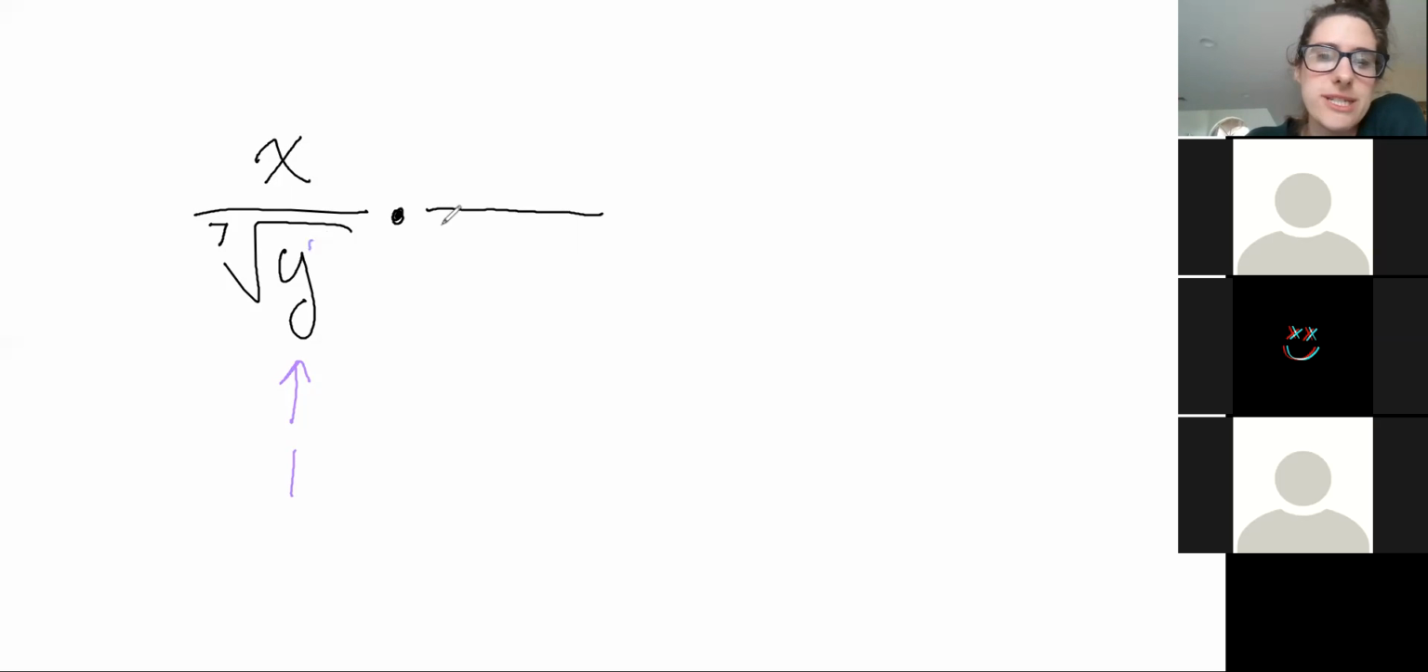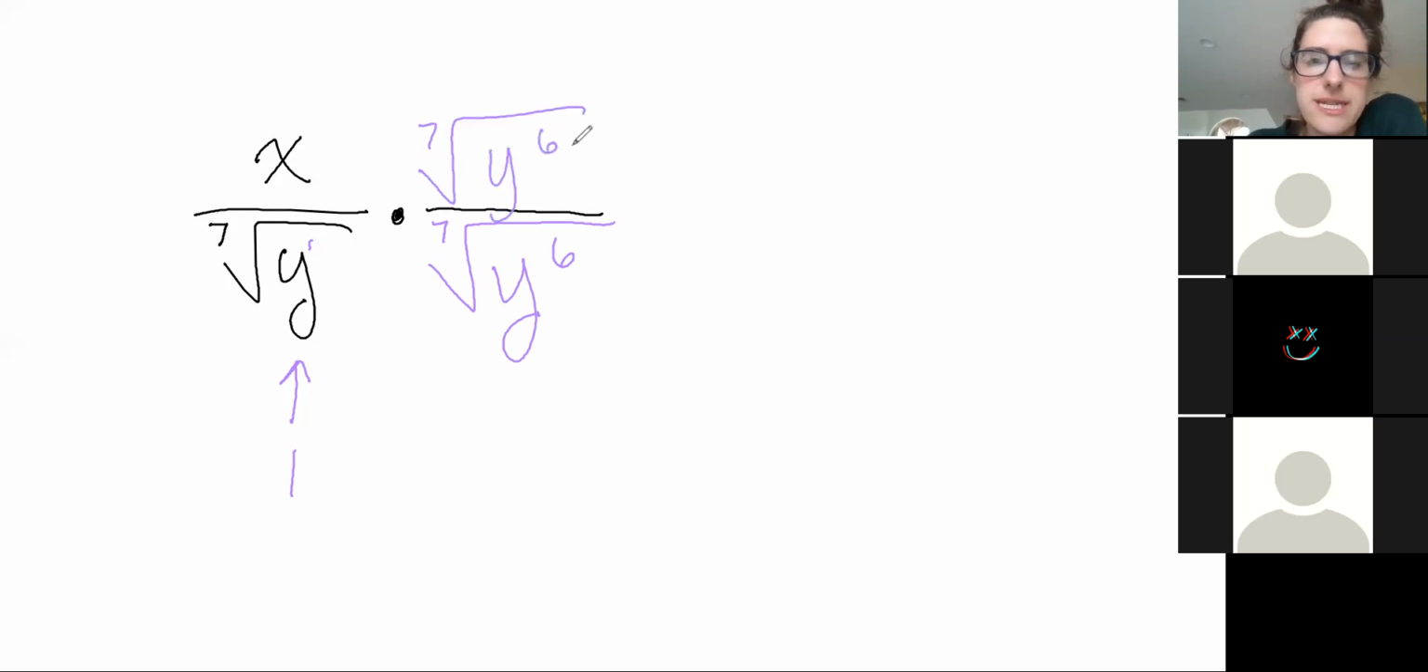That's it. So you're just gonna go the 7th. The outside part doesn't change. So still 7th root, but then it's gonna be y to the 6th here. And then whatever you do on the bottom, you also do to the top. So the top is just gonna be x times the 7th root of y to the 6th. And then what's gonna be on the bottom?